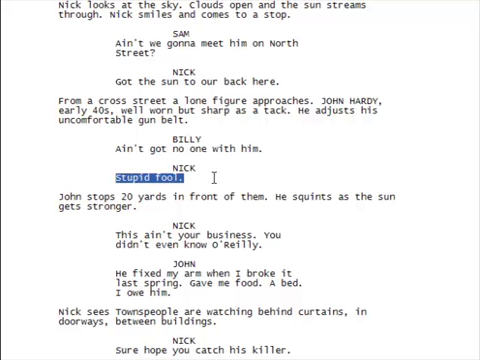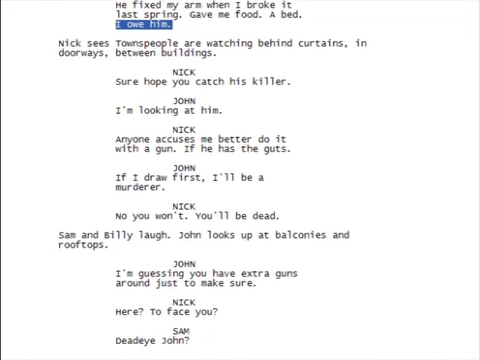Let's see. So looking at John's next line down here, Nick says, "This ain't your business. You didn't even know O'Reilly." John says, "He fixed my arm, gave me some food, a bed. I owe him." So what that's doing is it's showing that John is loyal, which is one of his traits. Nick being a conniving kind of guy says, "Sure hope you catch his killer." So again, it's showing the conniving.